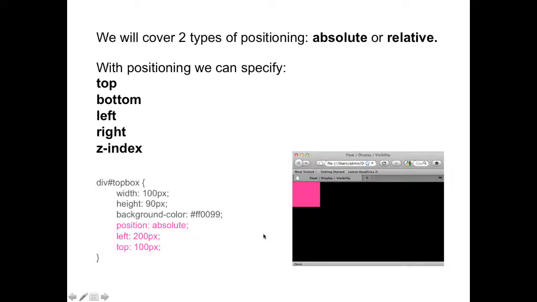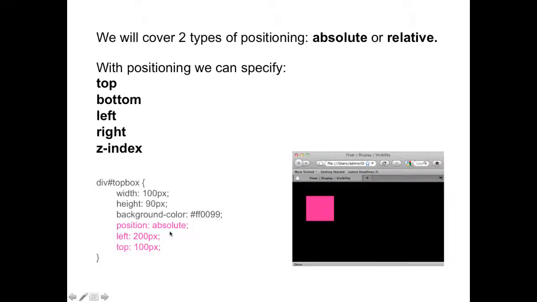Let's see. It moves this way. So when we said left 200 pixels, it means leave 200 pixels from your left side. When we said top 100 pixels, it means leave 100 pixels from your top, and move that way. In other words, move from this very point, 100 pixels down and 200 pixels to the right.